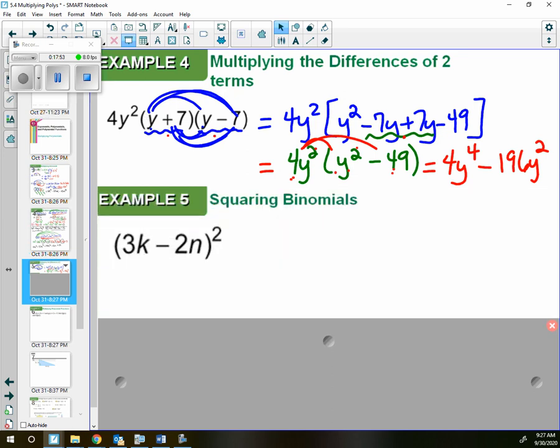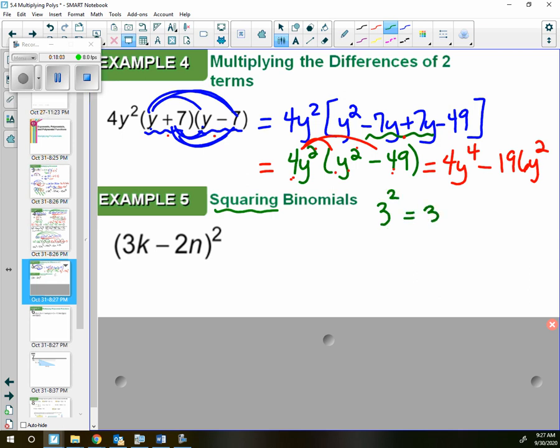All right, let's talk about squaring a binomial. Similar to what we just talked about, but a little bit different. What does it mean to square something? Well, you multiply it by itself, right? So if I say to you 3 squared, you know that that means 3 times 3. You're multiplying that base, whatever it is, times itself. All right, so what would 3k minus 2n squared mean? Well, that means you're taking this 3k minus 2n and you're timesing it by itself.